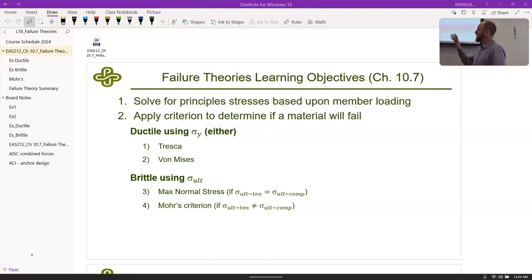For brittle materials, there's 2 options, and which option we use is a little bit more specific, based on the stress relationship for the material. If ultimate stress in tension and ultimate stress in compression are the same values, then we typically use this third max normal stress criterion. Versus if the ultimate stress in tension is different than ultimate stress in compression, then we typically use Mohr's criteria.